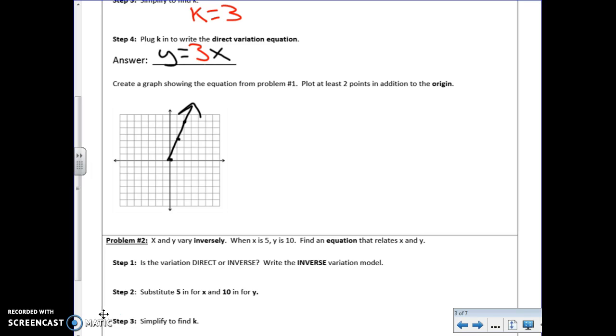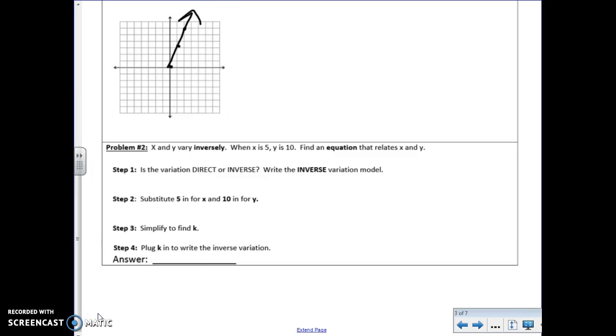So, our direction said create a graph showing the equation from problem 1, and here it is. We put the origin (0, 0). The other 2 points that we got were (1, 3) and (2, 6). Again, you can find those in your table, or you can plug in values for x to find y. Raise your hand if you have any questions.